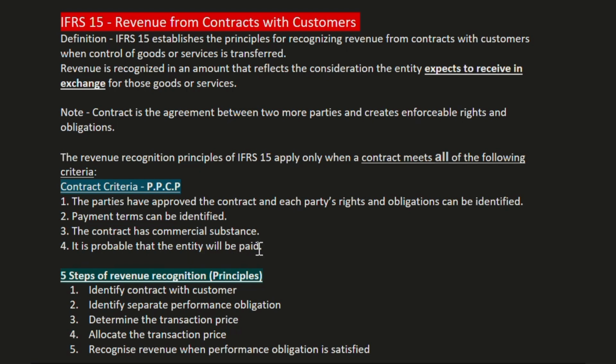So sometimes, for example, there is a company and we are going to do a contract with that company, and it is probable that the company will have solvency issues. For that reason, the company will not be able to pay. Under this scenario, the contract criteria are not met because it is not probable that the entity will be paid.